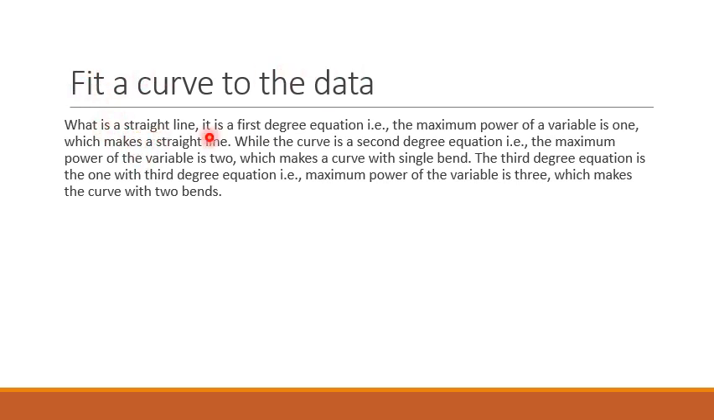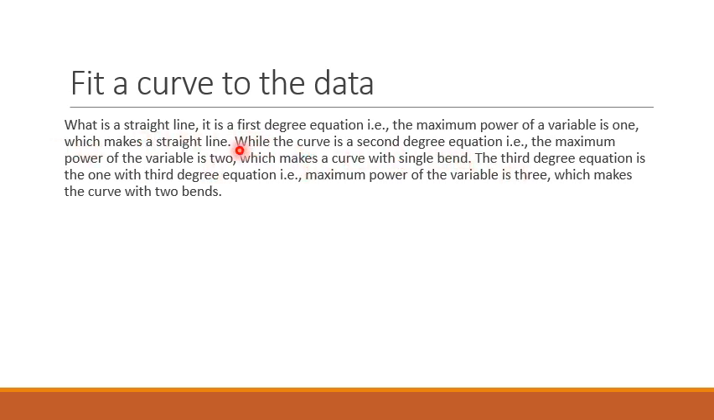What is a straight line? It is a first degree equation. Now what is a first degree equation? The maximum power of the variable is 1. The variable can be a dependent variable or an independent variable. Here we are discussing the independent variable x, which makes a straight line.